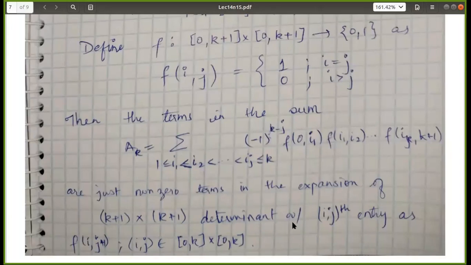and you have a determinant whose ijth entry is f of i, j plus 1, where i, j is in 0 to k, 0 to k.